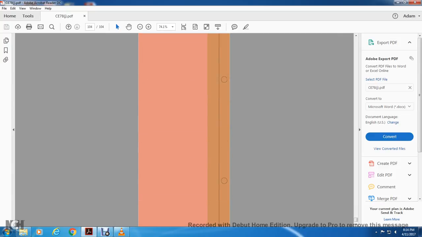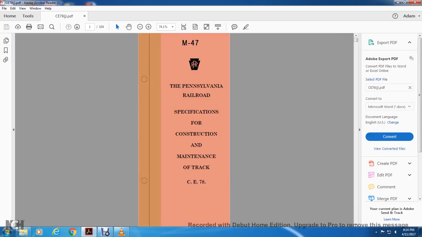And that completes the Pennsylvania Railroad specification for construction and maintenance of the track.